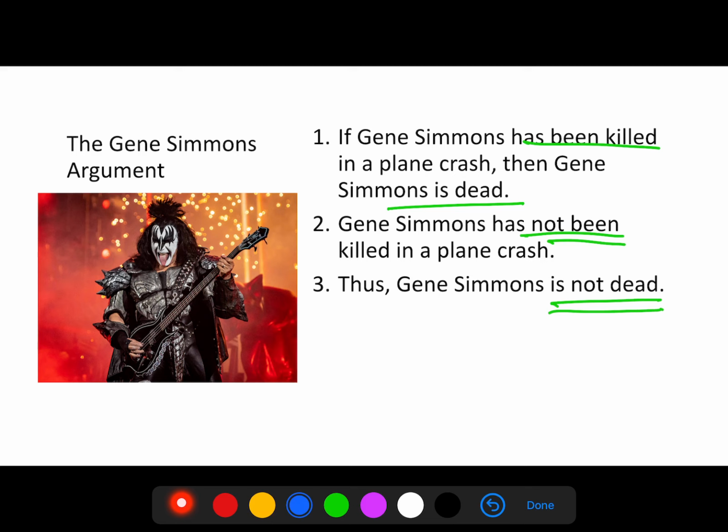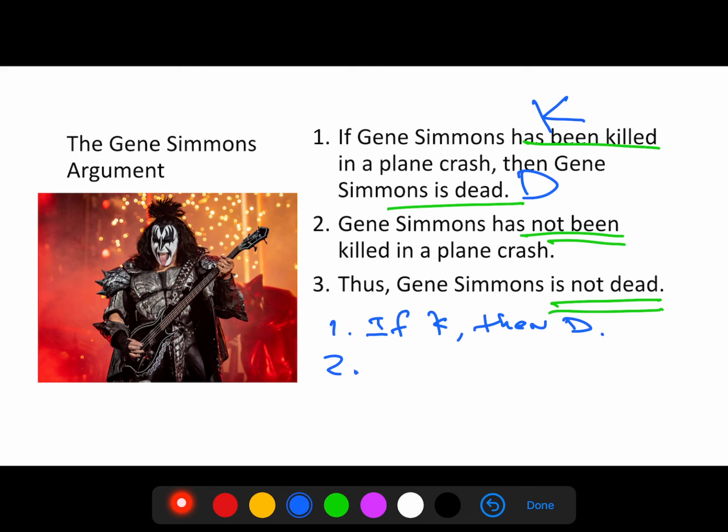I'm going to use K for killed in a plane crash. So premise 1 is: if Gene Simmons has been killed in a plane crash, then Gene Simmons is dead. I'll use D for Gene Simmons is dead. So we have if K, then D.